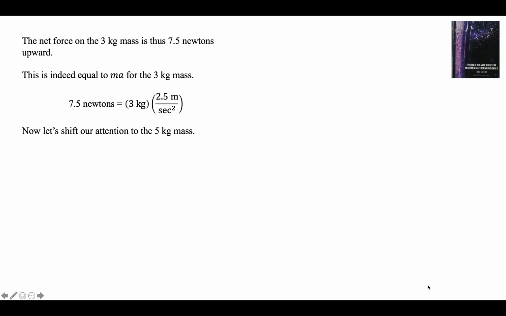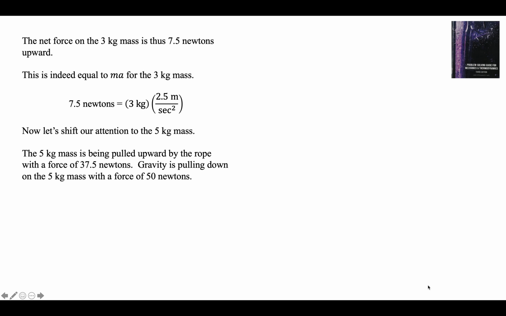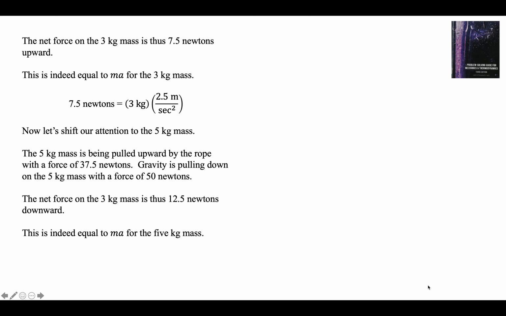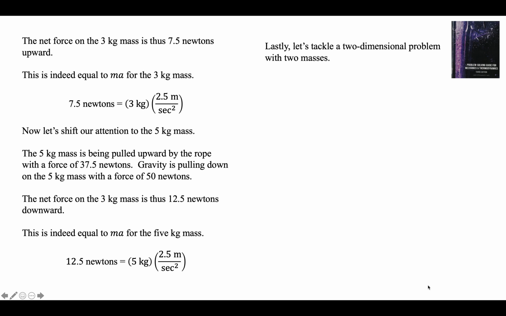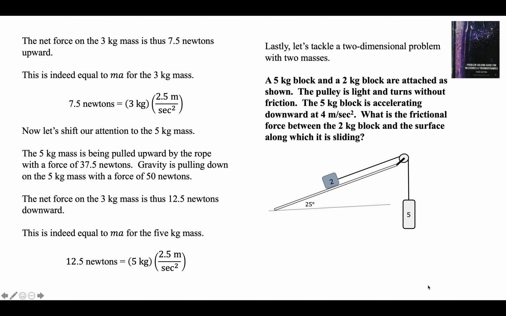Now let's shift our attention to the 5 kilogram mass. The 5 kilogram mass is being pulled upward by the rope with a force of 37.5 newtons. Gravity is pulling downward with a force of 50 newtons. That's a net of 12.5 newtons downward. This is equal to ma for the 5 kilogram mass, because we have a 5 kilogram mass accelerating at 2.5 meters per second every second. 5 times 2.5 is indeed 12.5. So everything checks. So let's tackle a two-dimensional problem with two masses and a frictional force.